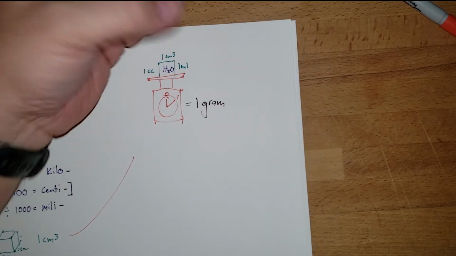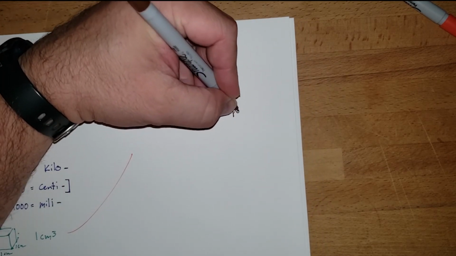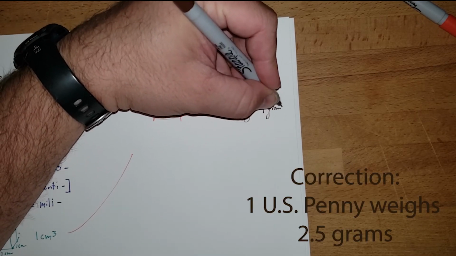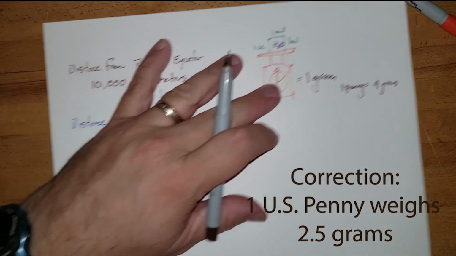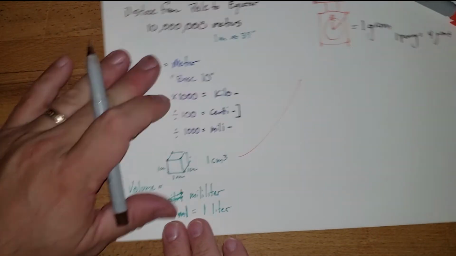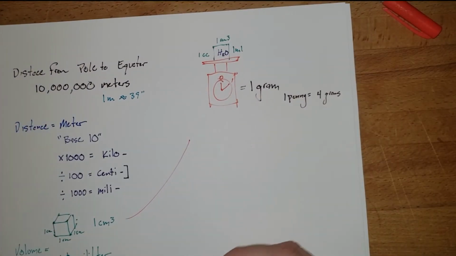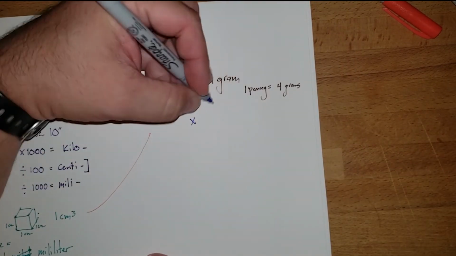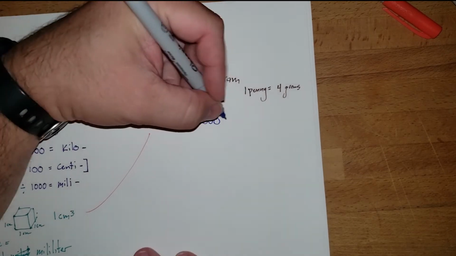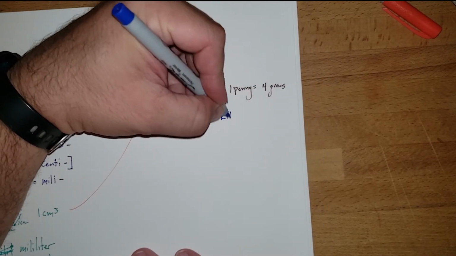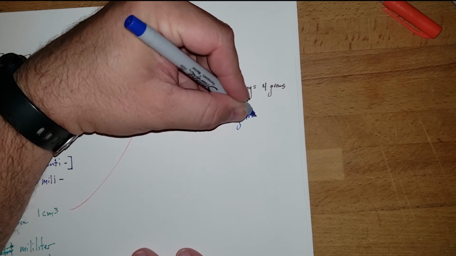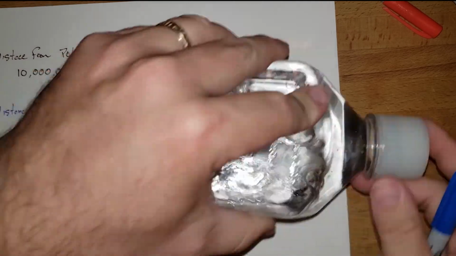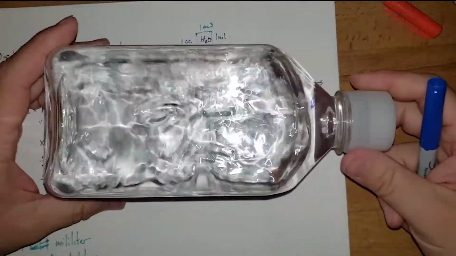1 gram is very, very small. For those of you, again, here in the US, 1 penny, I believe, is about 4 grams. Right? So a gram is very, very small. Just picture that tiny little cube of water that's there. It's not that much. What we commonly will see, again, is we'll go bigger, times 1,000. That's going to be equal to a kilogram. And you know what weighs a kilogram? Well, I'll show you. A liter of water weighs 1 kilogram.